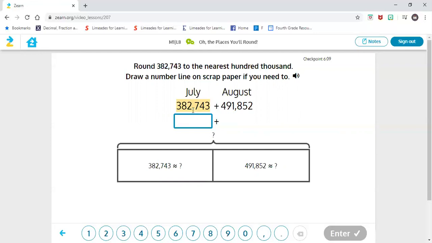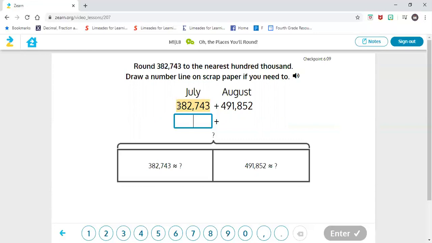So we're just going to do July first. Let's see, 1, 2, 3, ones, tens, hundreds, thousands, 10,000s, 100,000s. So this 100,000s digit is 3. This 3 has two choices. Either it's going to stay the same and be 300,000, or it's going to go up 1 and become 400,000.